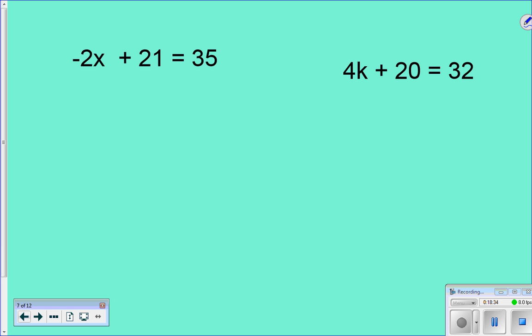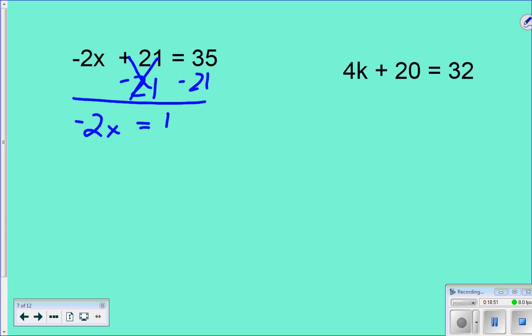Okay, somebody I haven't heard from. First one. Jacob? Good. And then what am I going to subtract 21 from then on? Good. So then you have negative 2x equals 14. Then what? Very good. And x is negative 7. Good job. Nice work.